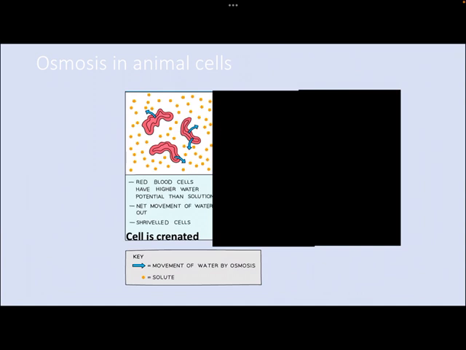So osmosis in animal cells, if we placed, for example, red blood cells into a very concentrated solution, the water will move out of the cell into the solution. So it will move by osmosis out of the cell through the semi-permeable membrane or selectively permeable membrane, and we say that the cell has crenated.